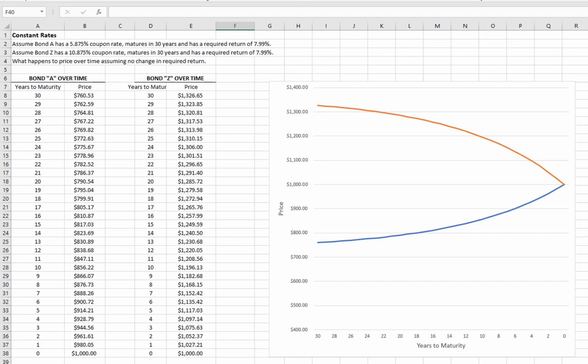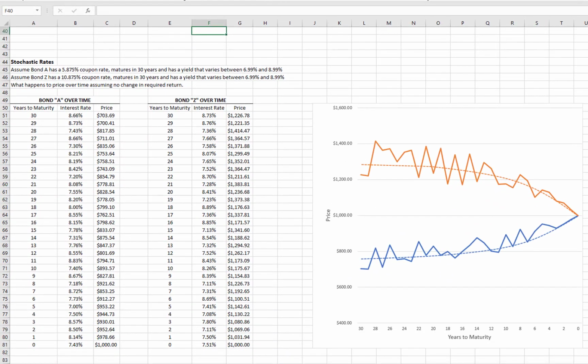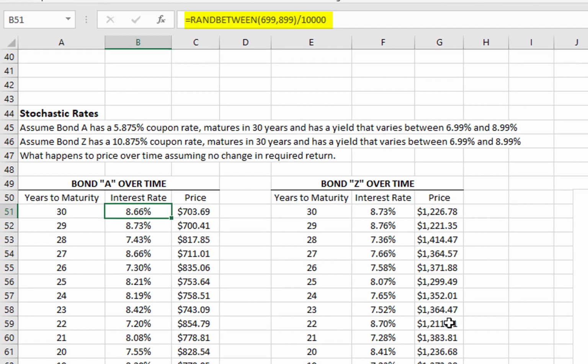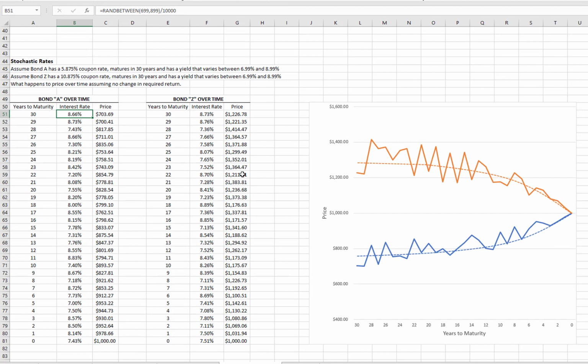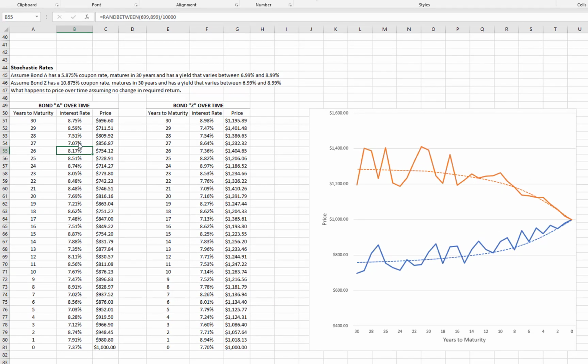And again, this particular set of bonds assumes that as we get closer to maturity, there's no change in the required rate of return, no change in interest rates, no change in the discount rate. Down below here, we've got some changes happening in the interest rates. The interest rates are bouncing around, and just to show you what I've done here, I've picked a random interest rate between 6.99 and 8.99%, and each of these cells is changing randomly. So if I recalculate these cells, everything is going to recalculate, and we'll get a new picture.